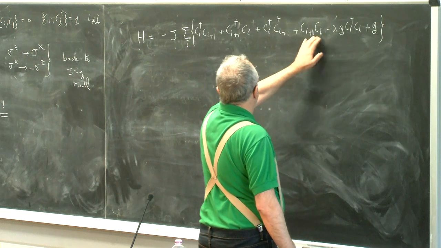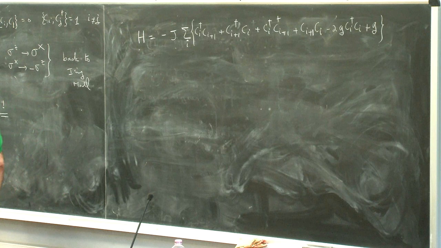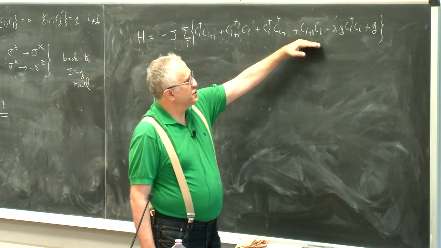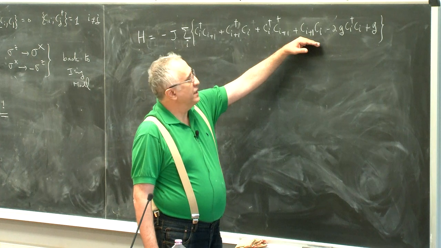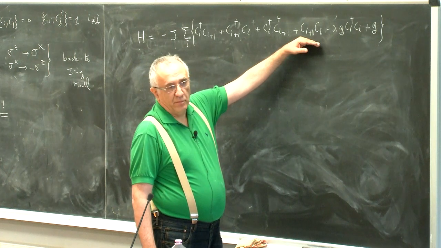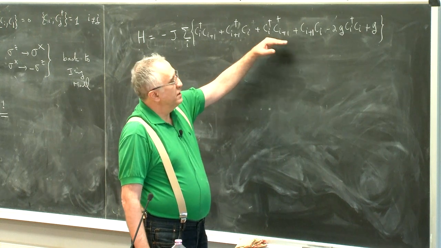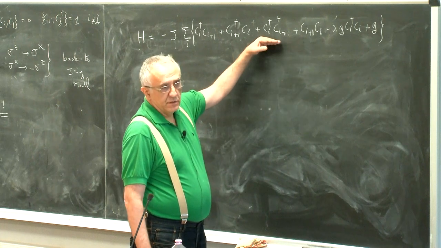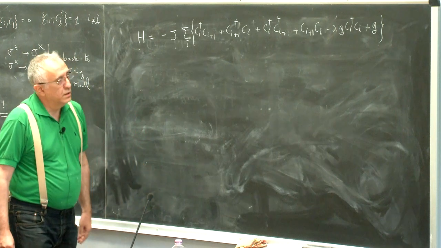These two terms are not what we want. The reason is that this term, for instance, just destroys a fermion. There is no conservation of fermion number here, and there is no conservation of fermion number here. This kills the fermion completely, and this one creates two out of nothing.